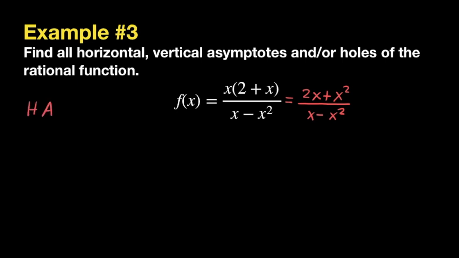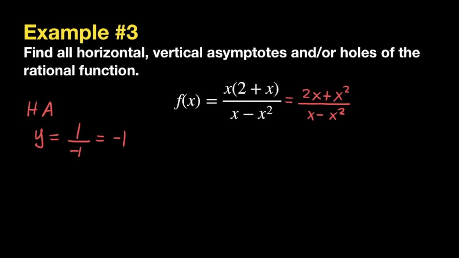So for the horizontal asymptote, you're going to divide the coefficient of the numerator, which is 1, and the denominator, which is -1. And that means that our answer is going to be -1. So that's going to be our horizontal asymptote.